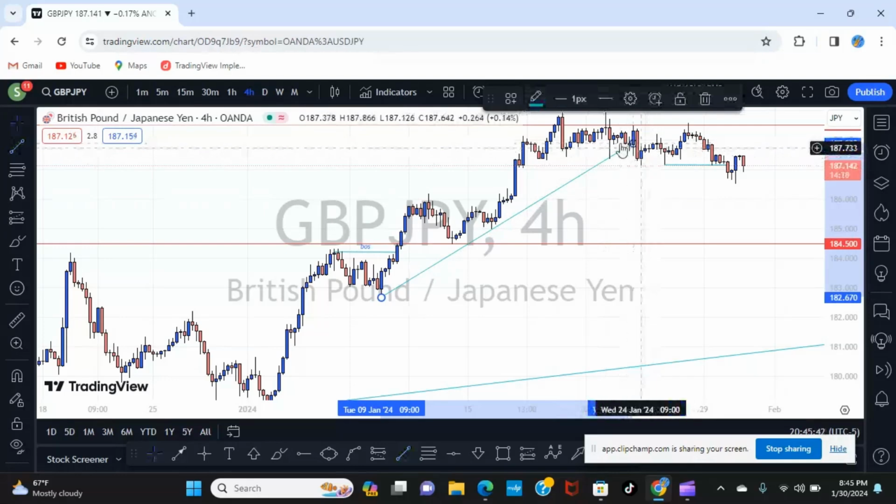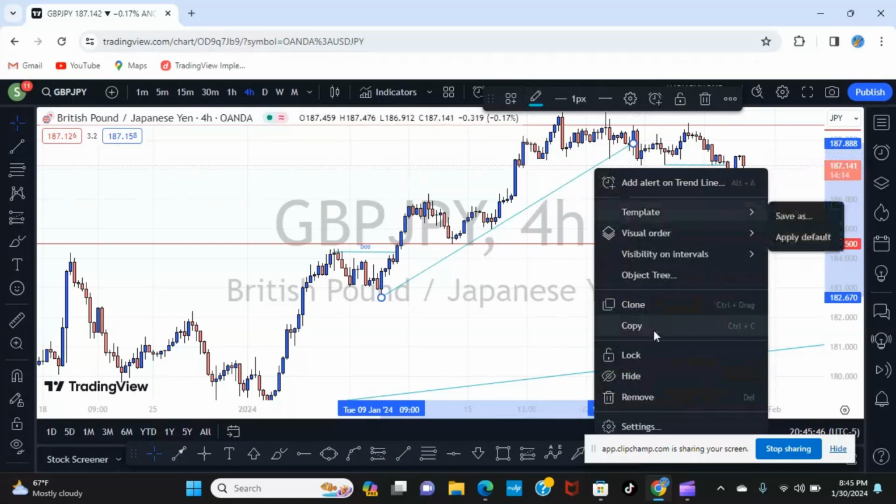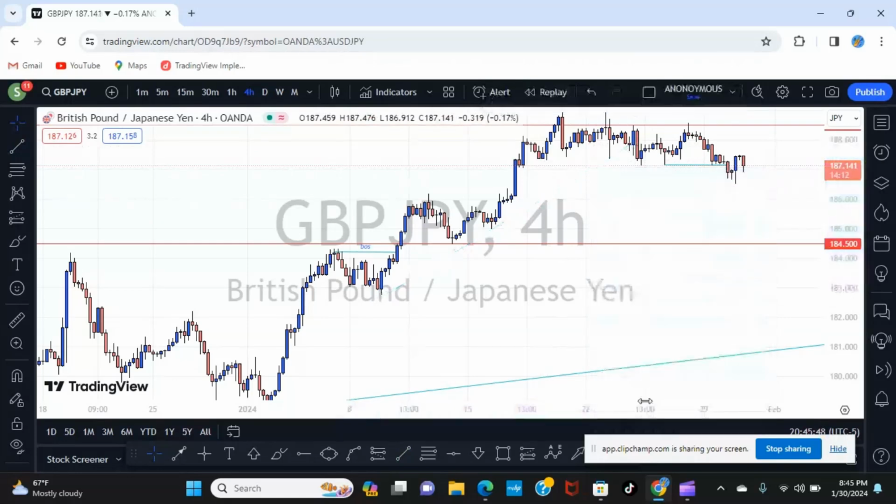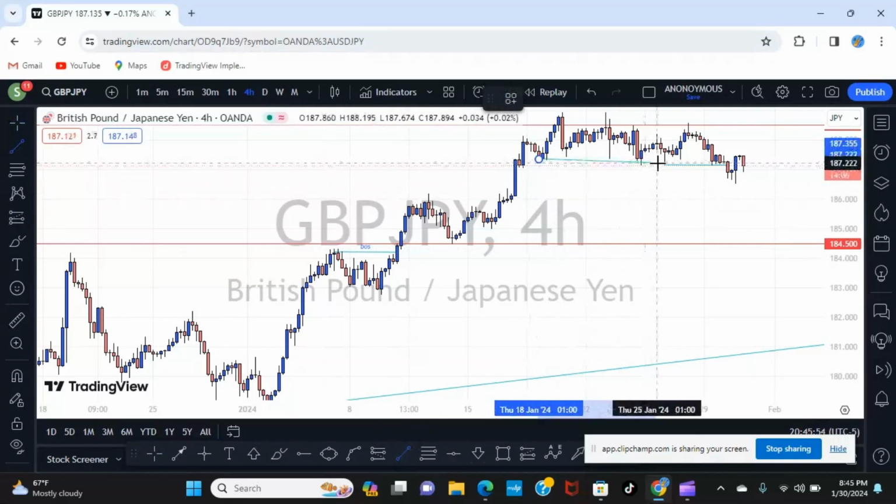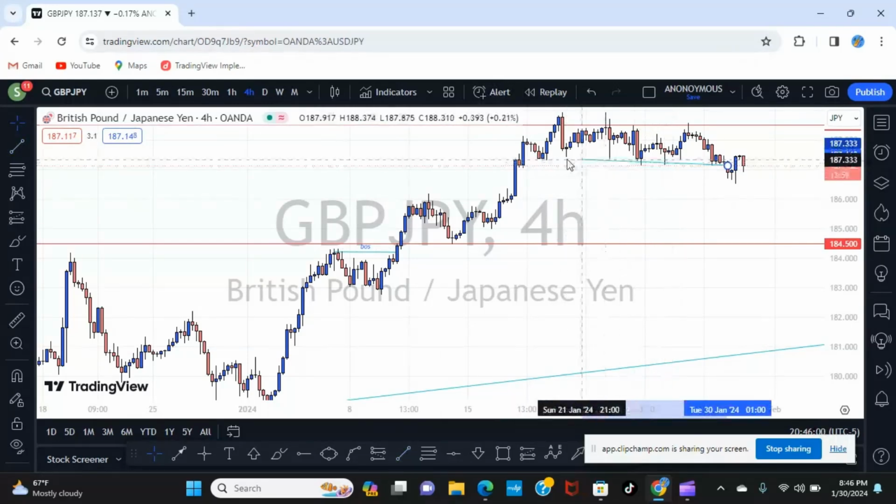We have a break of the trend line right here, and we have this zone. We have the last previous low taken out. You can see the last previous high, previous low taken out by this zone. So we highlighted that this is the last previous high that was taken out, the lower high that was taken out.